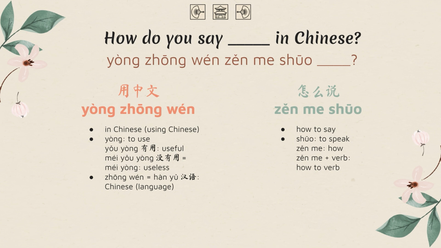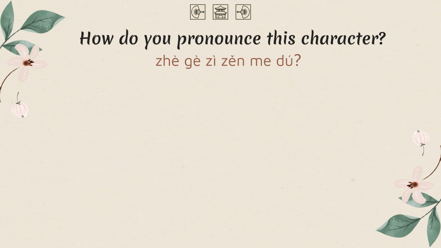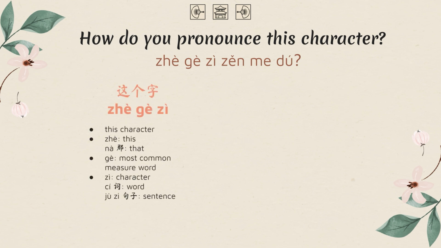Our next question is, how do you pronounce this character? 这个字怎么读？这个字 means this character. 这 means this. The opposite of this is that, which is 那. 个 is the most common measure word in Chinese. So if you've been learning Chinese for a while, you might know that in Chinese, we have measure words that we place before most of the nouns when you have an article or a number before it, which in this case, we have an article, which is 这. So you have to say 这个.